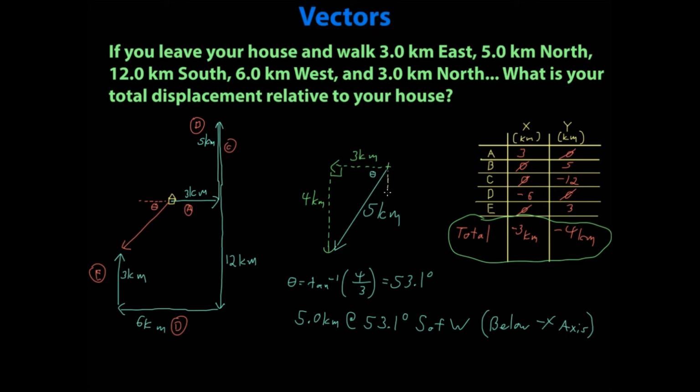Side note, I also could have gone down and to the left to combine these vectors tip to tail, because that's the rule. This would be 4 kilometers. This would be 3 kilometers. They can be added in any order, but they must be added tip to tail. Down and to the left still obeys those rules, which means I also could have gotten the answer 5 kilometers at 36.9 degrees. And my angle alpha here would be west of south or right of negative y-axis.